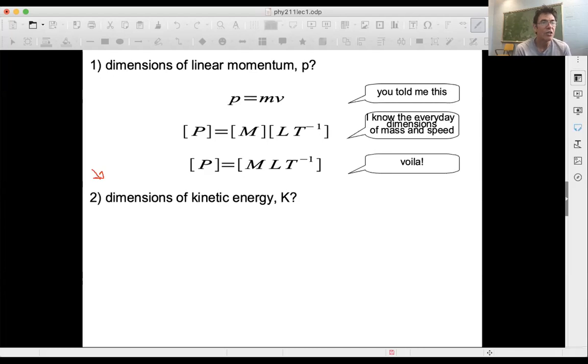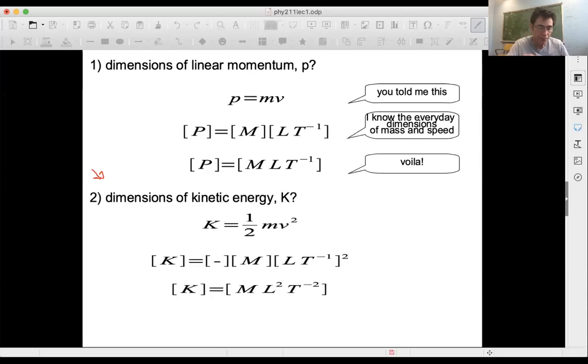Dimensions of kinetic energy was the second question. So let me just work through that. Kinetic energy, we tend to give the symbol K. And so we define kinetic energy, the quantity K, by this equation here, which we were given in question 2, that it's half the mass times the square of the speed.